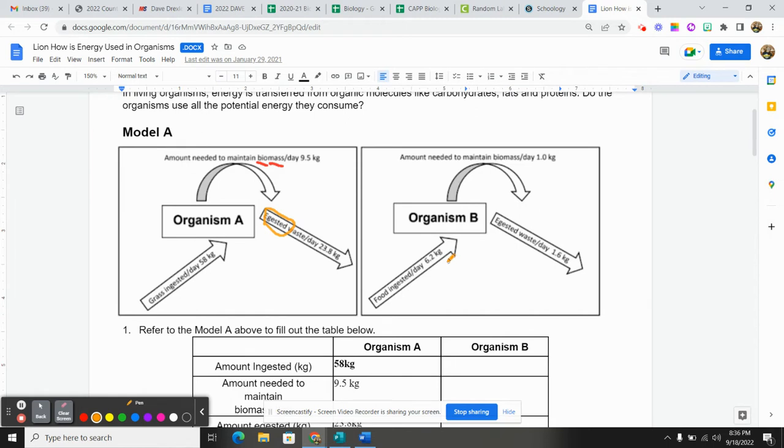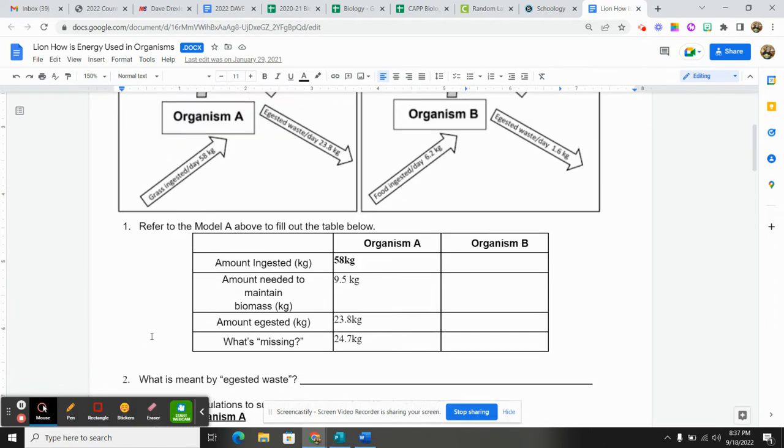Okay. If we look at organism B, we have a little bit of different numbers. So we have food ingested per day is 6.2 kilograms. So still a lot of food. That's probably almost 15 pounds of food, but a lot less than our organism A. The amount that is used to maintain biomass is 1 kilogram, and the egest per day per this organism is 1.6 kilograms. So what this is asking us to do is fill this out.